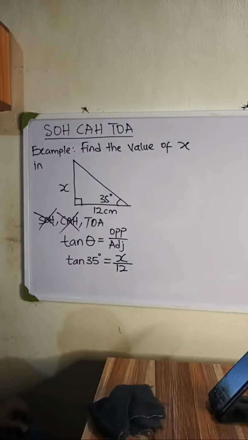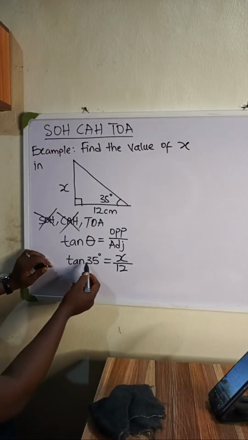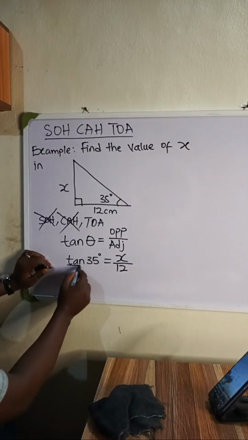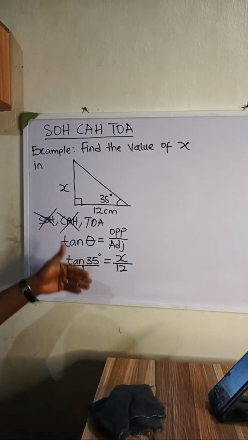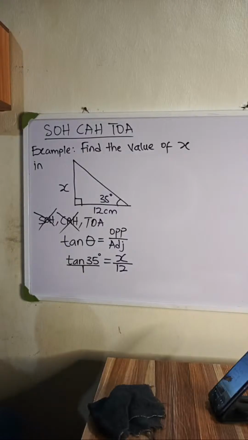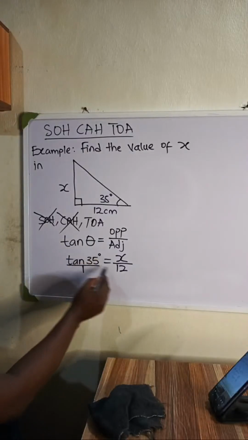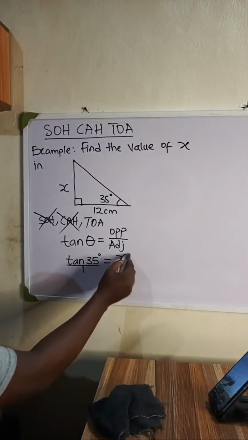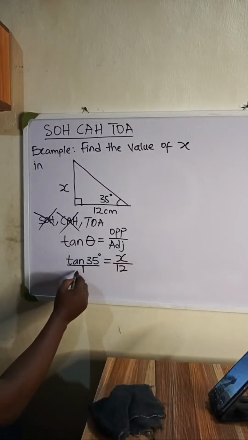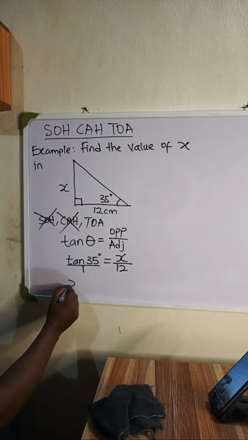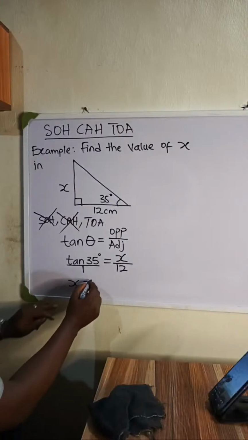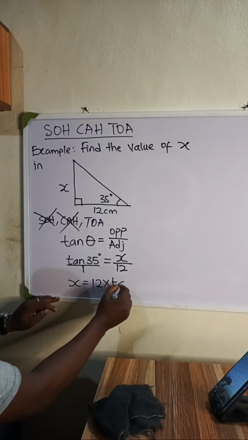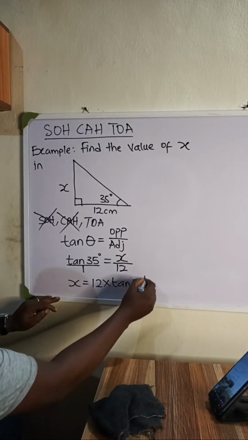Okay, so now, how do we go further? We know that tan 35 degrees is the same thing as tan 35 degrees all over 1, because anything divided by 1 is that thing. So now we can cross multiply. This numerator can multiply this denominator, and this numerator can multiply this denominator. So x times 1 will give us x. Tan 35 degrees times 12. So we have 12 times tan 35 degrees.